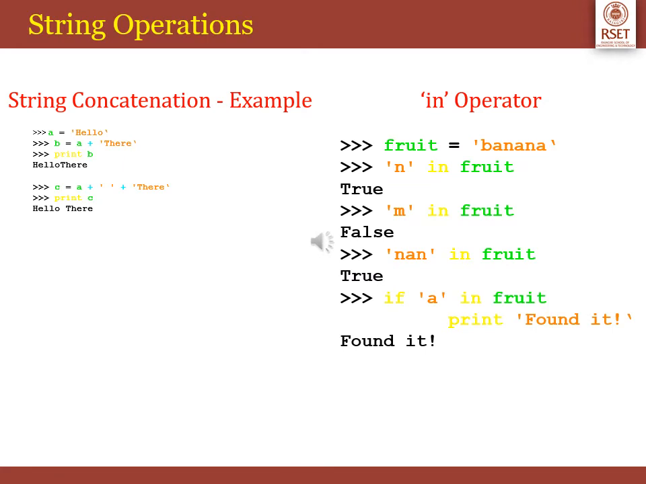An example of string concatenation is given. String concatenation is done with the help of the plus operator. There is also another operator called the in operator. It is used with strings to determine whether a string is present in another string. Similarly, there is also a not in operator. Both these operators are known as membership operators.